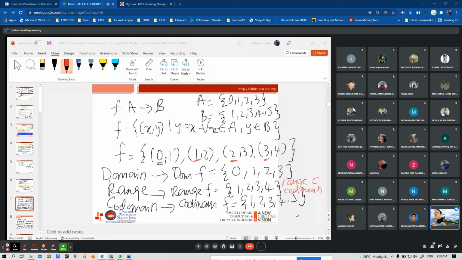So we look here, y is equal to x plus 1. Y also is a member of B. And then we have the f function 0, 1, 2, 3, and then we have the range 1, 2, 3, 4. And then the codomain is all the elements that we map, insert in the set of B. This one is the codomain, because range is a subset of codomain.